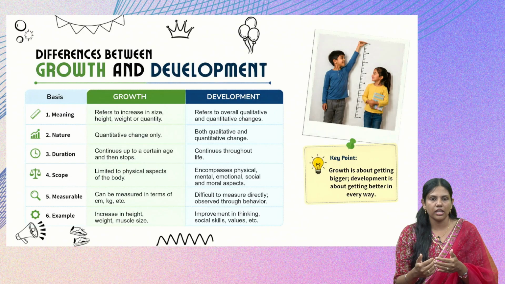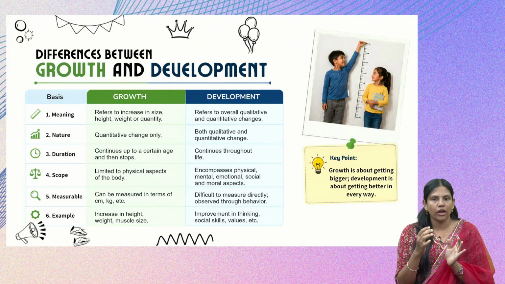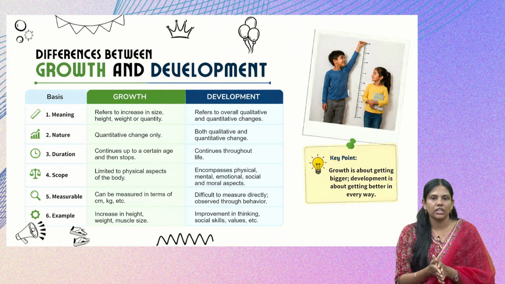First, in terms of meaning, growth refers only to the increase in size, height or quantity. But development refers to overall qualitative and quantitative changes. What does qualitative mean? Qualitative means that which is not quantified or measured, like the emotional intelligence of the child, the emotions, how the child is feeling. This may not be measured directly, but the height and weight of the child can be measured. Then the nature: growth is mostly quantitative, but development is both qualitative and quantitative.